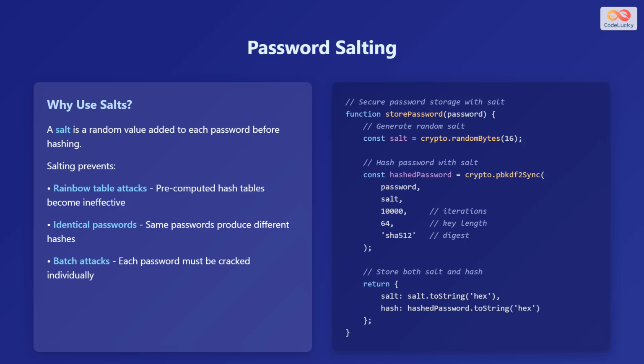Here is an example of how to store a password securely with a salt. First, we generate a random salt using cryptographic functions. Then we hash the password with the salt using a key derivation function, specifying the number of iterations, key length, and the digest algorithm. The salt and hash are then stored for authentication purposes.